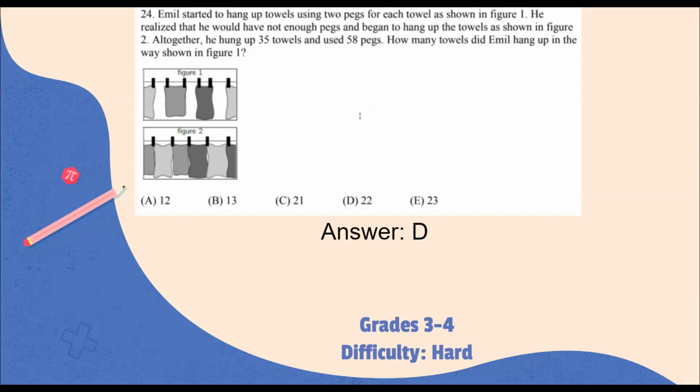What? No, it disappeared. Alright, so let's just say that there are x towels and 2x pegs used in figure 1, right? Okay, I don't know what's wrong with Zoom.